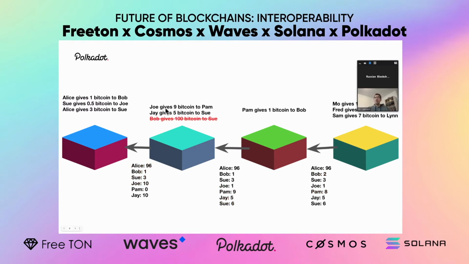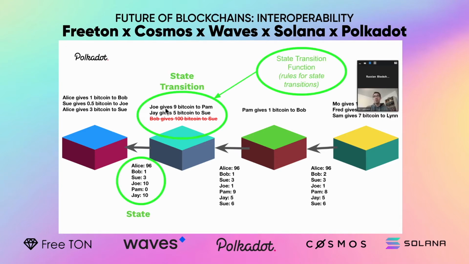So we also have some rules in this blockchain. These transitions from one state to another can't just be anything, right? We know that if Bob has 1 Bitcoin, he cannot give 100 Bitcoin to Sue, since he only has 1 in his account.